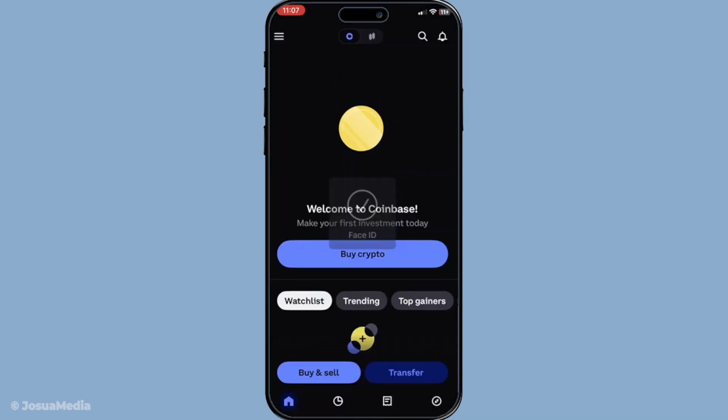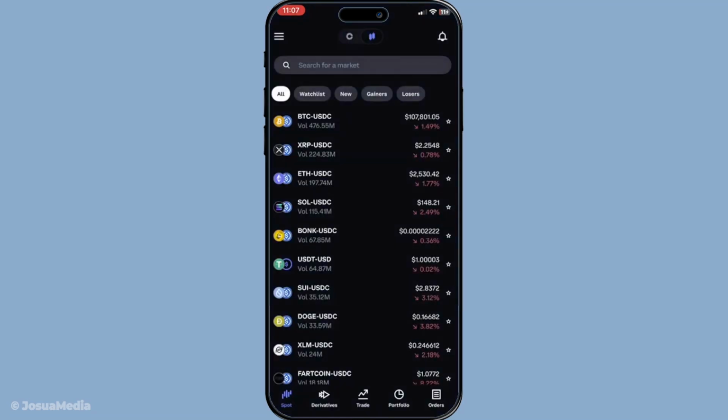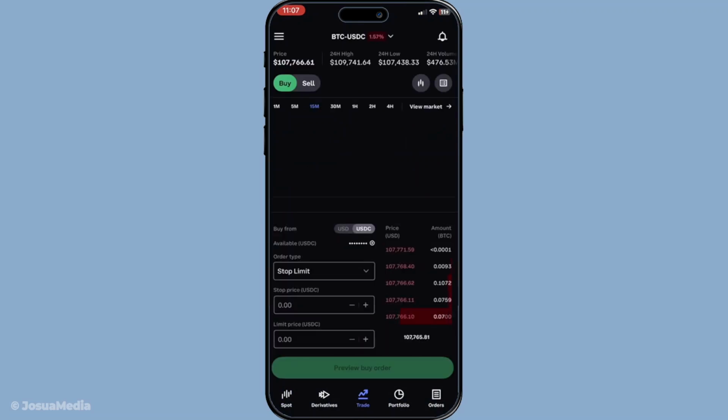Once you're in the Advanced Trade interface, your next step is to tap on Trade. This button is your gateway to selecting from a variety of trading options, allowing you to buy or sell cryptocurrencies depending on what you're aiming for today.